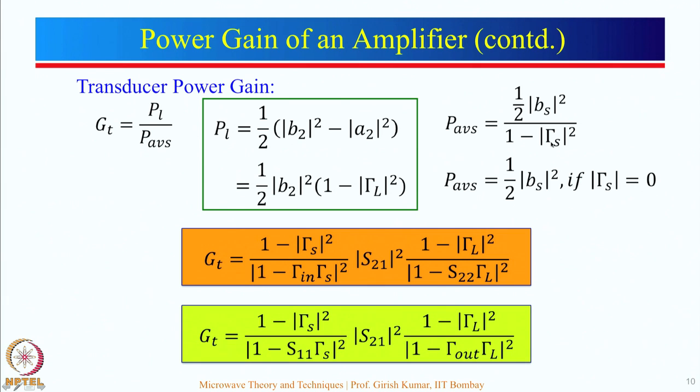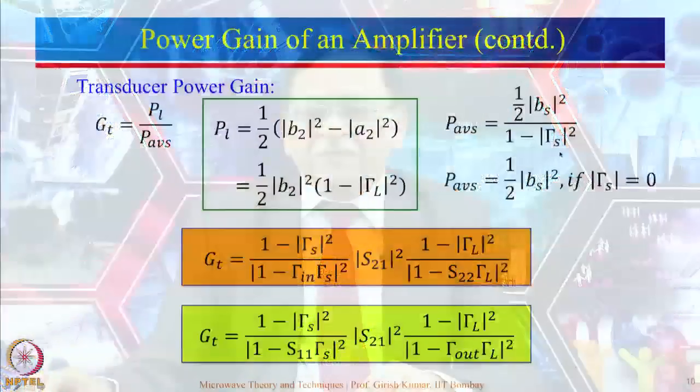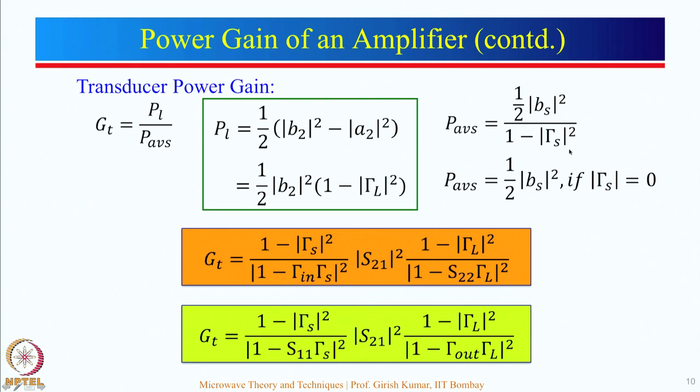The reason for that is, if it is not properly matched, then what will happen? Part of the wave will get reflected back. So, let us just take the worst case, assuming that gamma S is equal to 1. If it is 1, what would it mean? 1 minus 1 will be equal to 0, and that would imply that power available from the source is infinity. What does that really mean?